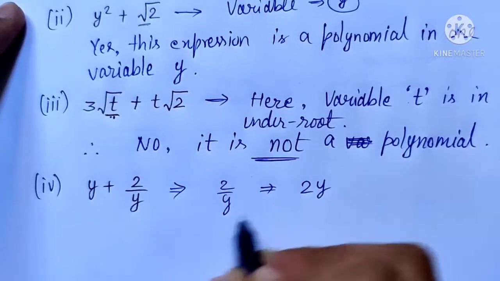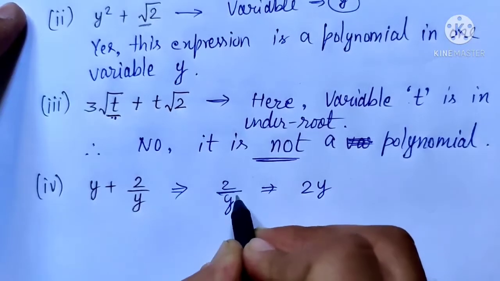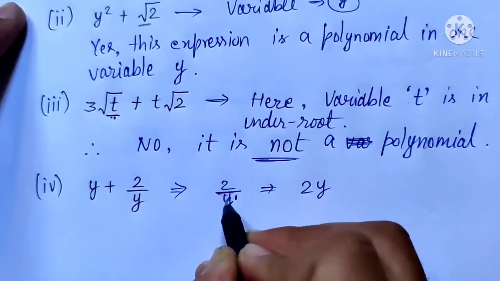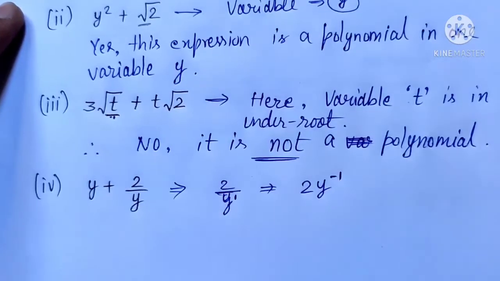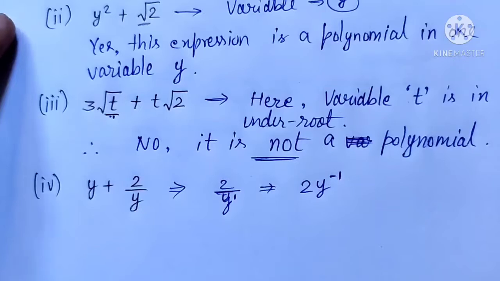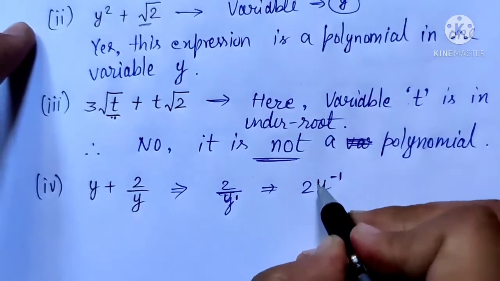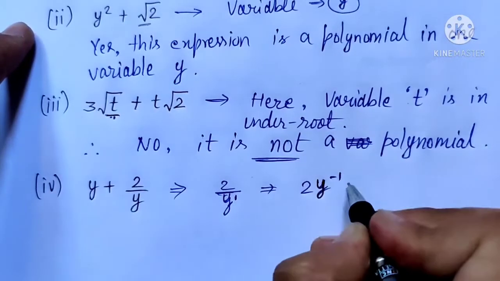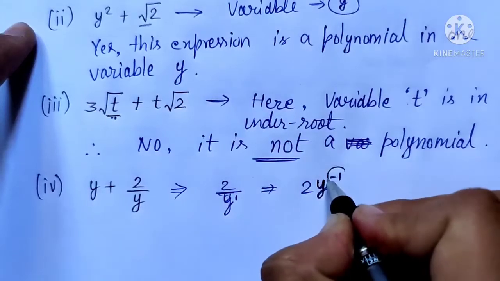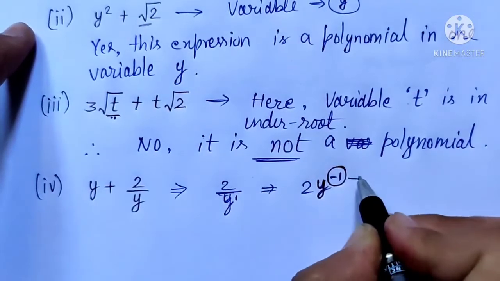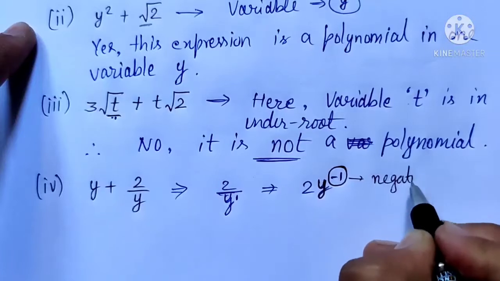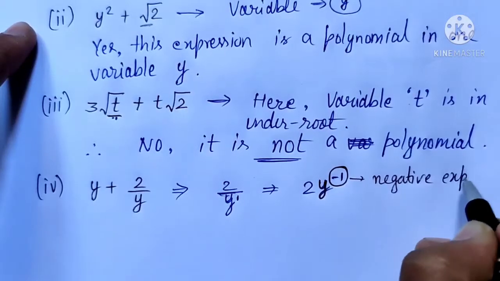And what is the power of y here? The power of y is nothing, so we can write 1 here. When it goes upside, it becomes minus 1. Now pay attention. The exponent of the variable is what? Minus 1, which is negative. This is a negative exponent.